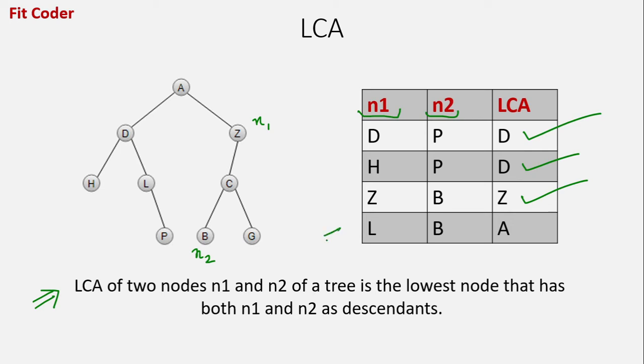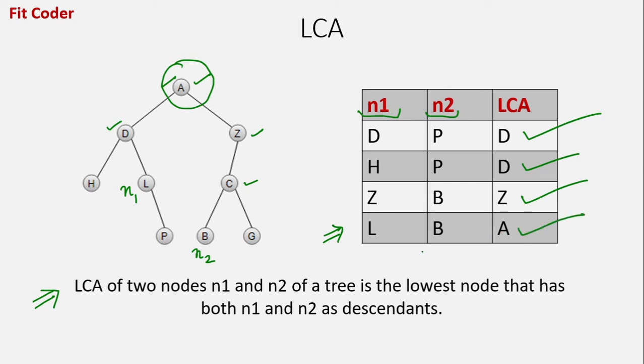Now check the last example. Node 1 is L and node 2 is B. B is a descendant of C, Z and A, and L is a descendant of D and A. So the common node is A. So the LCA for nodes L and B is node A.